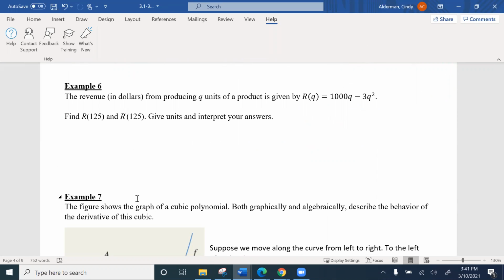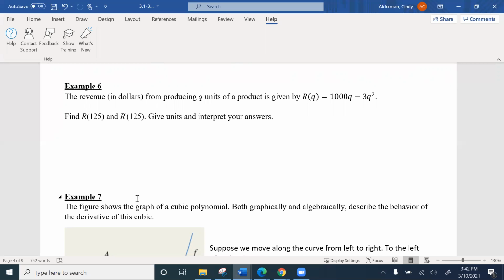It tells you that the revenue from producing a certain number of units of a product is given by the function R of Q equals 1000Q minus 3Q squared. So that's the revenue function itself. And it's quadratic, so it is going to be a parabola. First, they ask you to find R of 125.